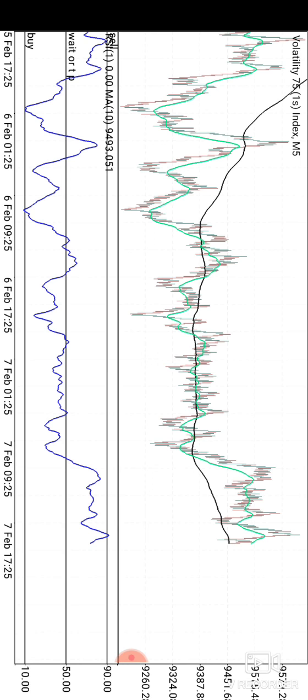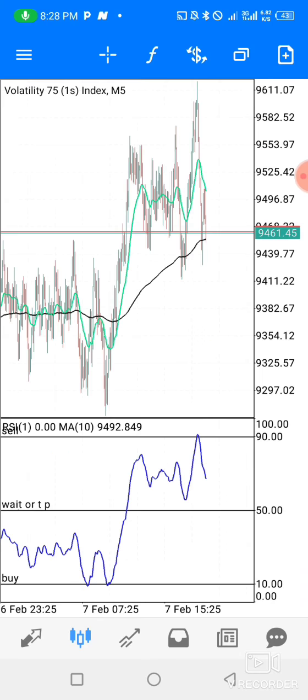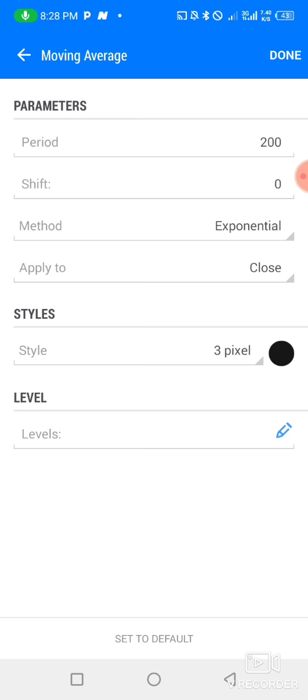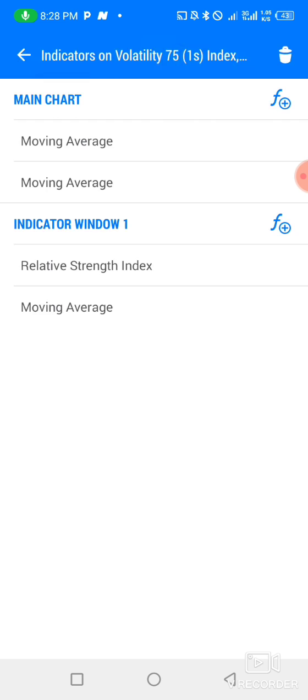So to set this up, it's very simple. Go to F, and then you see the first moving average should be this. Screenshot it, and then the second moving average should be this. Screenshot it. If you don't know how to do that, ask your friend to help you.